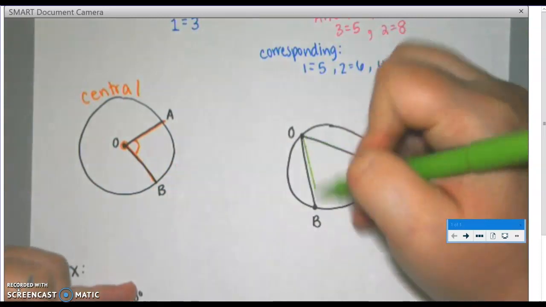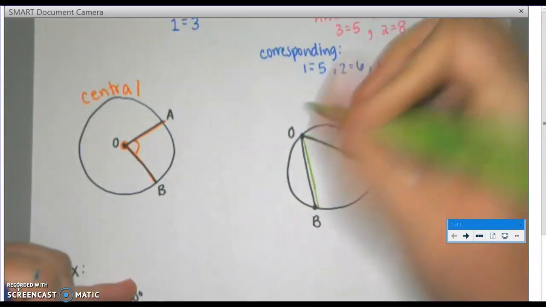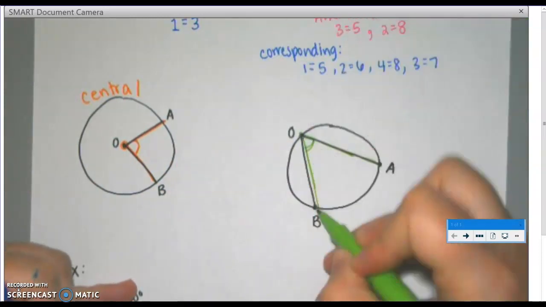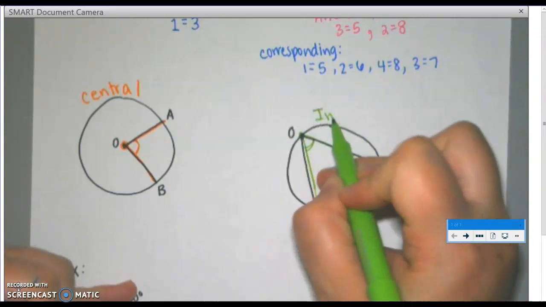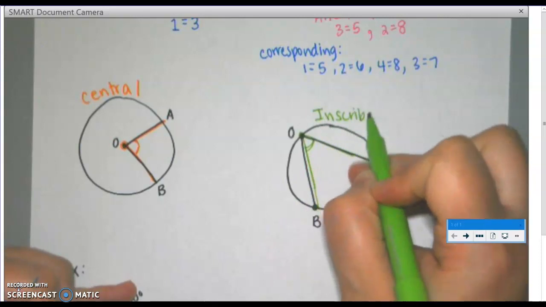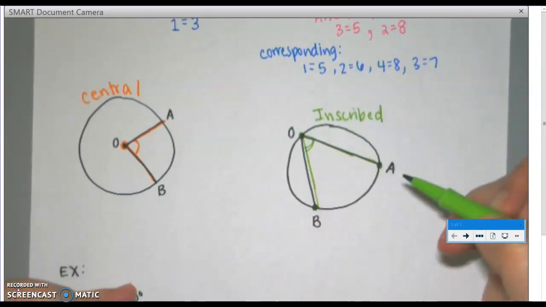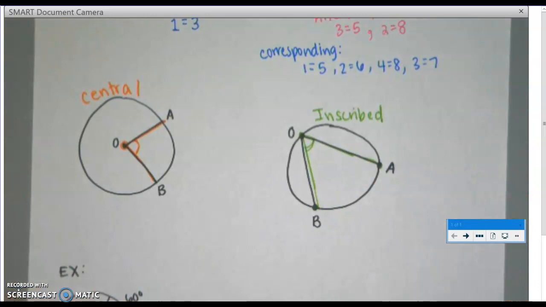This angle here is inscribed because all 3 points are on the circle. So you do need to be able to tell the difference between which one is central and which one is inscribed because their properties are different.